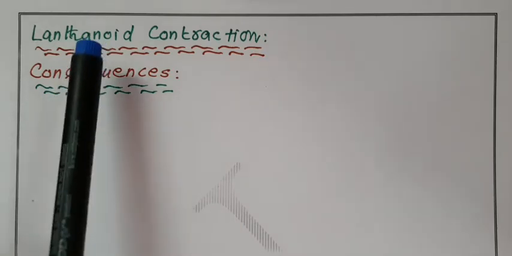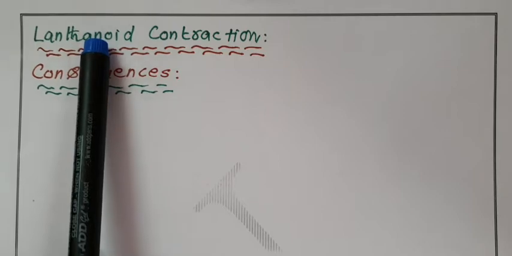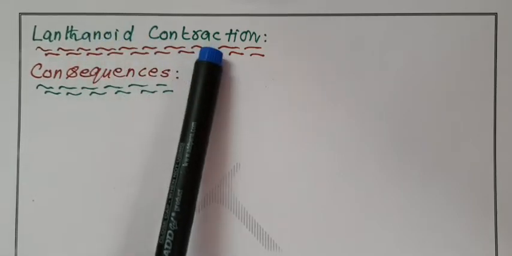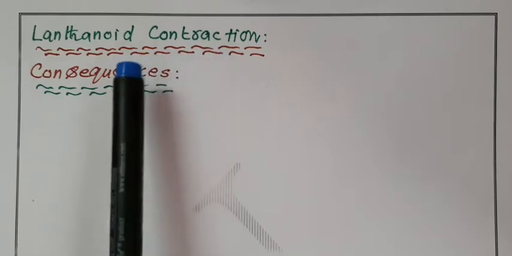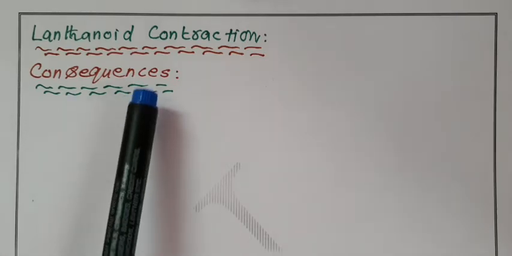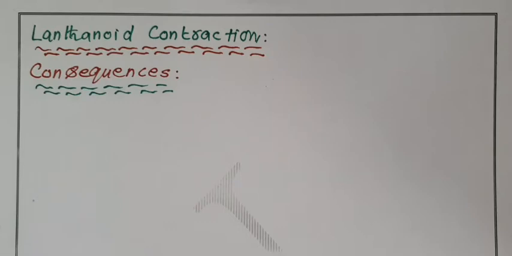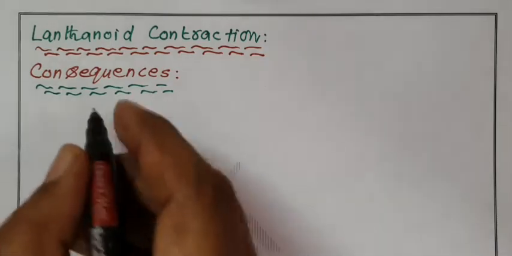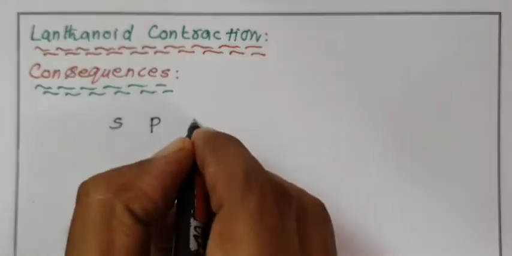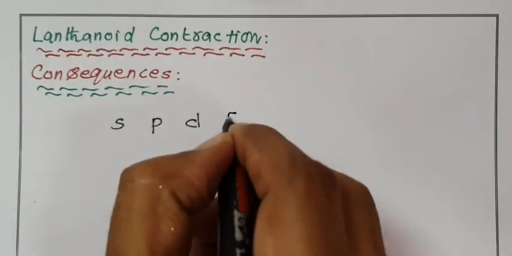In this video, we are going to discuss lanthanoid contraction and its consequences. First, we are going to discuss lanthanoid contraction. We know there are four orbitals. They are s orbital, p orbital, d orbital and f orbital.